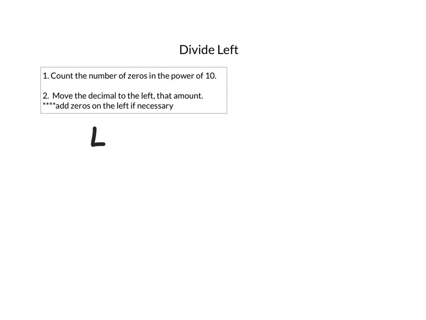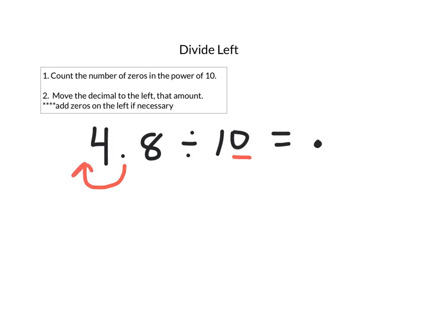So if I have 4.8 divided by 10, again I have 1 zero, so I'm going to be moving my decimal place one place to the left. So here it is, one place to the left. So my answer becomes 0.48, or you could say .48 if you'd like.